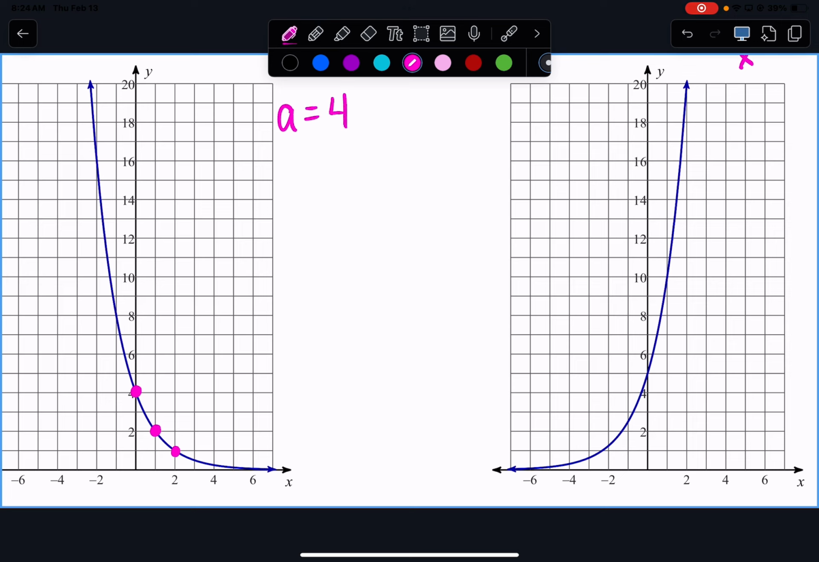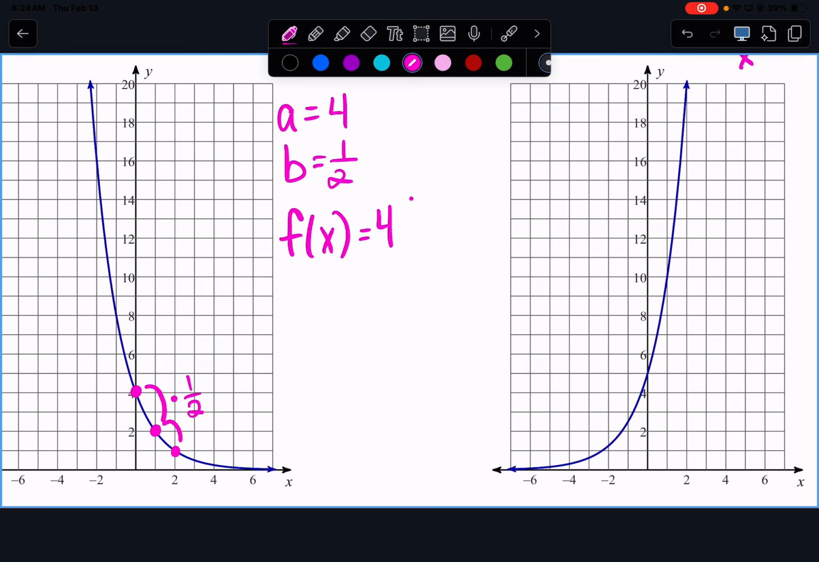4. To go from 4 to 2 and from 2 to 1, what do I need to multiply each of those by? 0.5, which is the same thing as 1/2. So we get B equals 1/2. So to write our equation, we're going to do f of x is equal to A times B to the power of x.